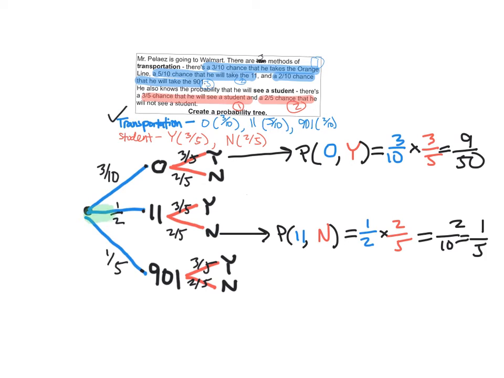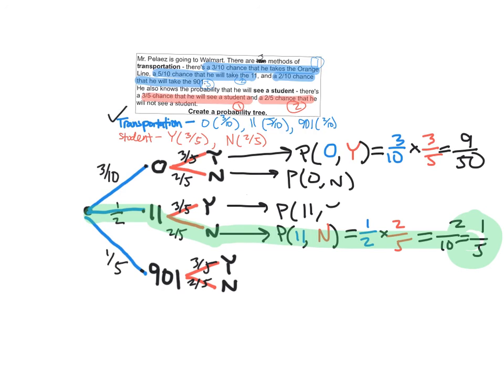So again, to summarize this and to put it into perspective, the main idea behind this is that I can follow any track, any branch to get my final probability. This is a really good way if you want to show all your different samples. For example, this one's going to be the probability that I do take the orange and do not see a student. This one's going to be the probability that I take the 11 and I do see a student. Probability that I take the 901 and see a student. And probability that I take the 901 and do not see the student.